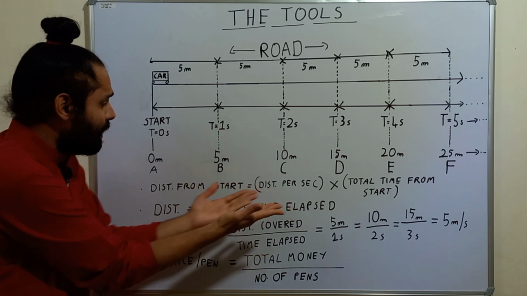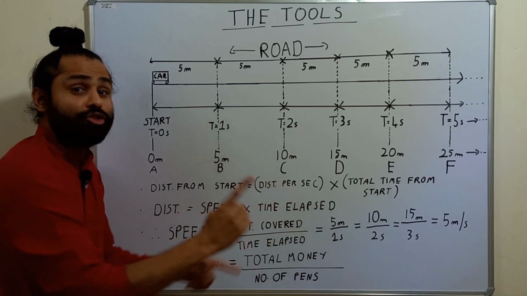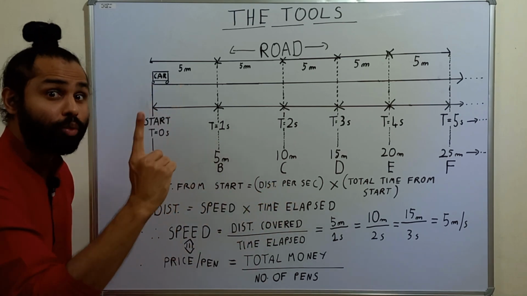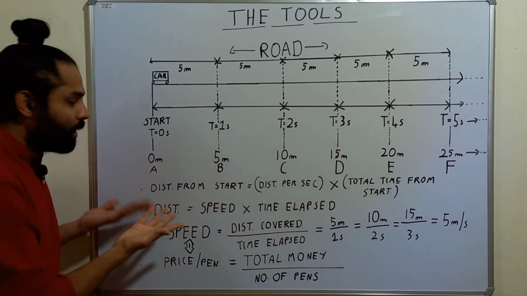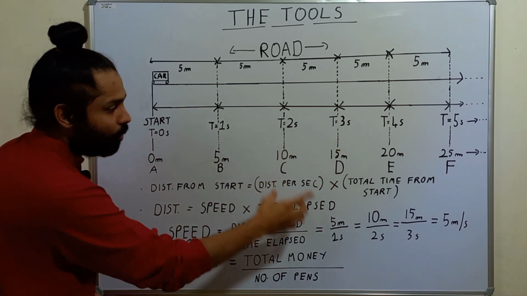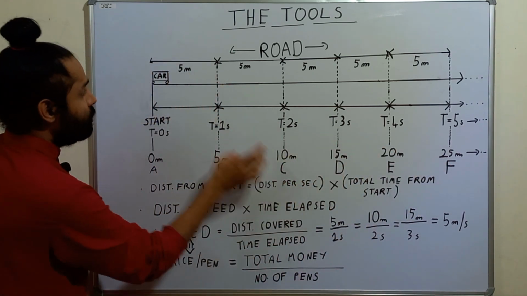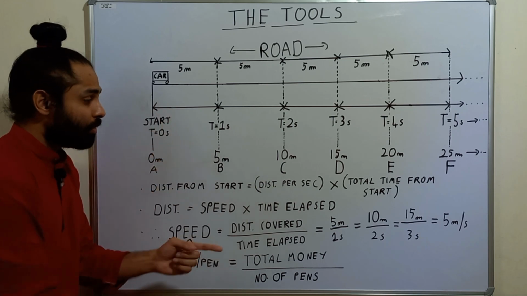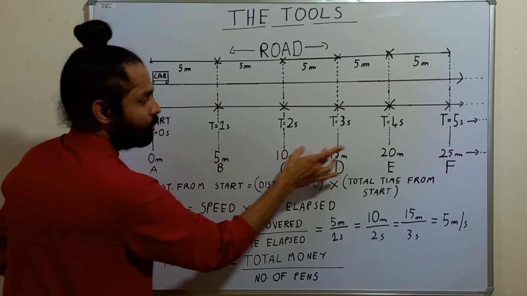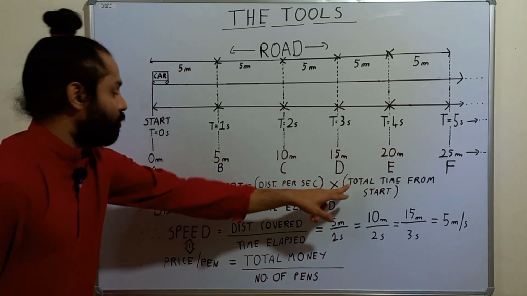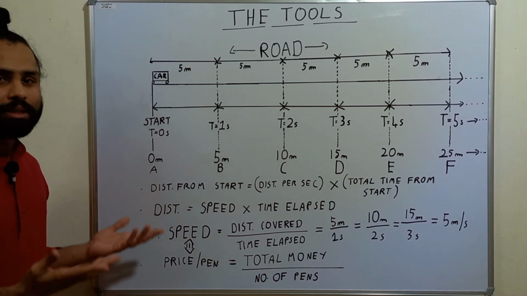So that's basically it. If I want to know the distance from the start, find out how much distance is traveled in 1 second, or in 1 unit of time, multiply that with the total time that you are interested in, and you will get the answer. And we can see that over here. If I want a total time of 5 seconds from the start, I know it's traveling 5 meters in 1 second, 5 meters per second, times the total time that you want, which is 5 seconds. 5 into 5 will give you 25 meters from the start.